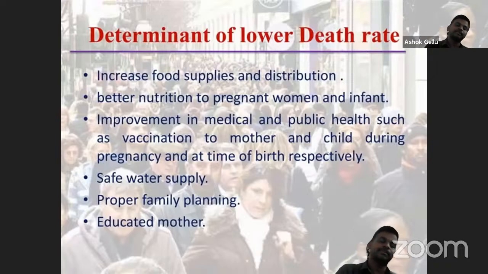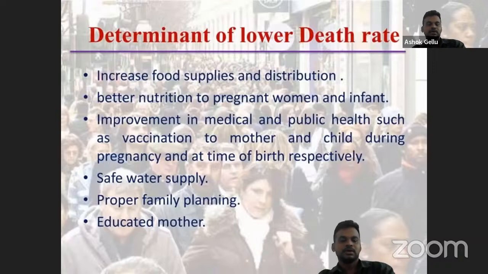Safe water supply. Fresh water is precious at present, so safe drinking water supply is the main issue nowadays. The governments are taking measures to supply drinking water.